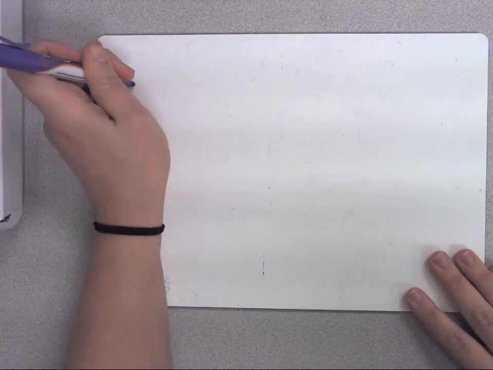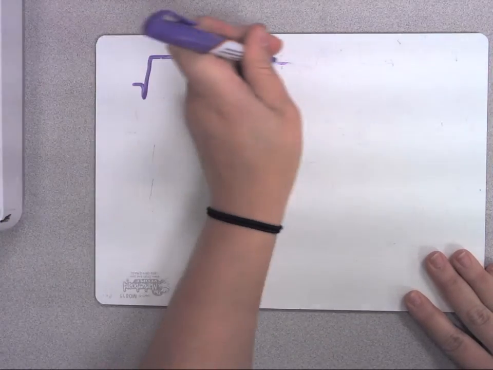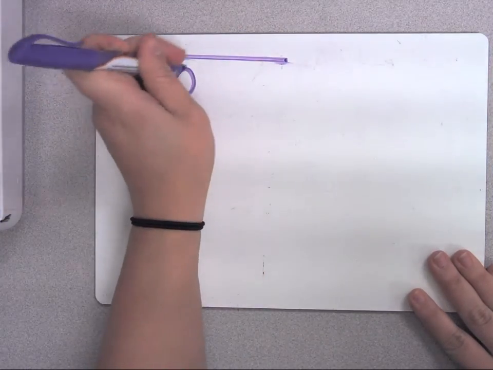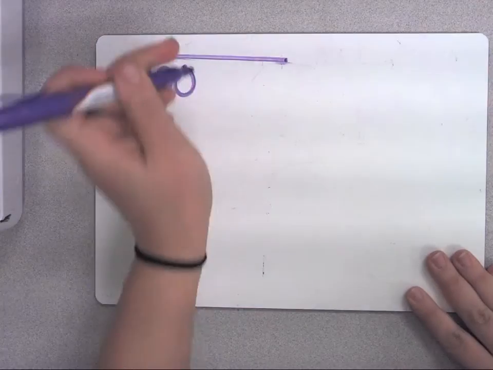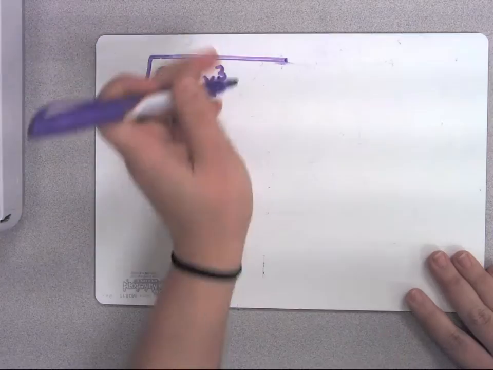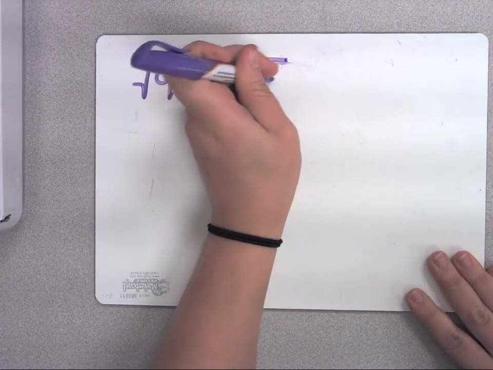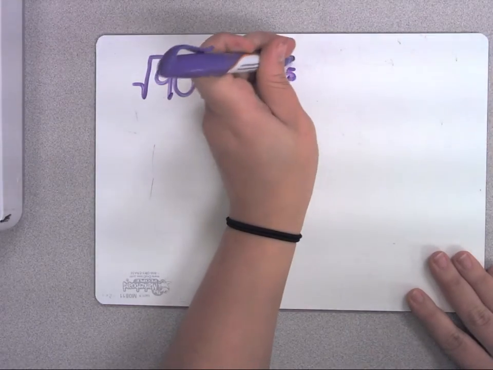Okay, next, same thing. We're just going to have variables. Okay, square root of, ooh, this is real ugly. Okay, 90, then x to the third, y to the fourth, z to the fifth.